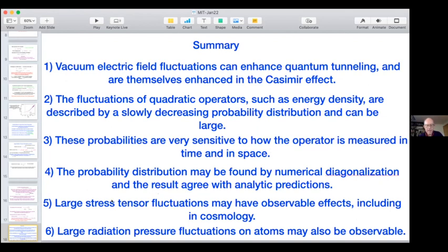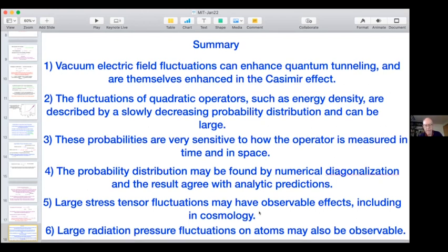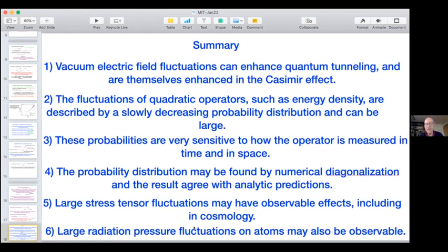And the large stress energy fluctuations could have observable effects, possibly in cosmology or in laboratory experiments, such as density fluctuations of fluids. And finally, I've just told you about the large radiation pressure fluctuations on atoms, which may also give observable effects in terms of observable kicks due to momentum fluctuations on the atom.